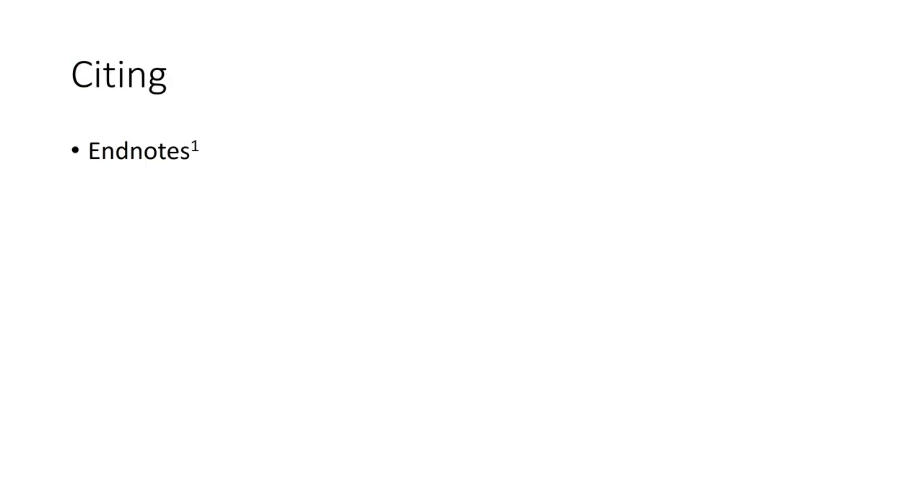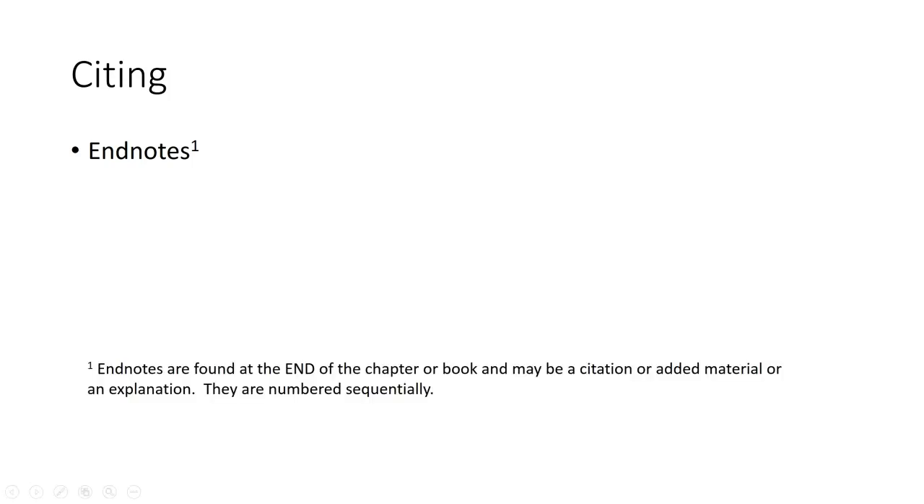The other possibility we have are endnotes. And endnotes go at the end of a chapter or the end of a book. And in this, it allows you as the author to go out and embellish or talk about something much more extensively than would have been talked about in the previous part. Endnotes are found at the end of the chapter or book and may be a citation or added material or an explanation. They are numbered sequentially. So if you have some unpublished results, you could put it in an endnote and you could talk about it and pseudo-publish it as an afterthought of what you've got here. That is called an endnote. And endnotes therefore become very interesting as well. And again, they're a type of citation.